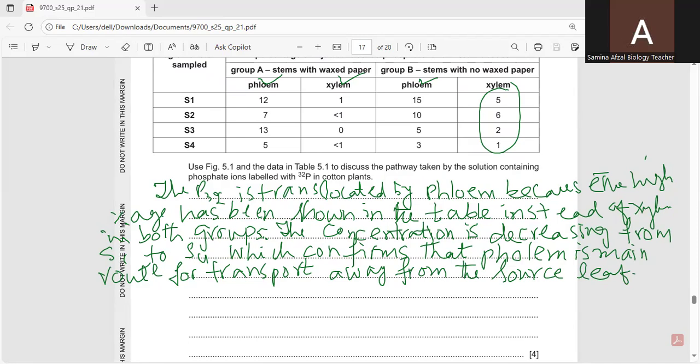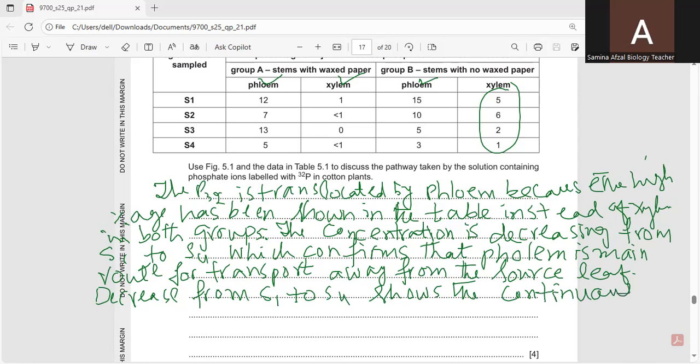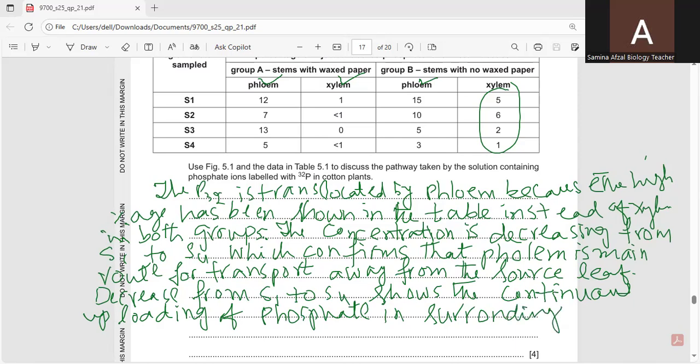Source leaf. The decrease from S1 to S4 shows the continuous uploading of phosphate in surrounding sinks. Sink tissues.